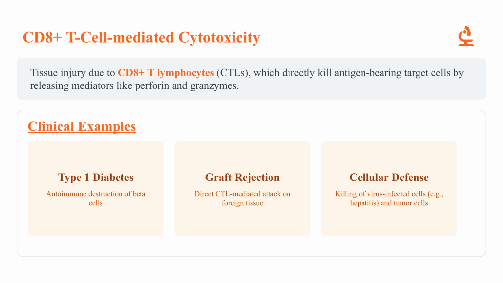In graft rejection, host cytotoxic T cells recognize a transplanted organ as a foreign antigen and systematically destroy its tissue. And in viral infections as well as in tumors, virus infected cells or tumor cells are directly attacked by CD8 positive T cells.